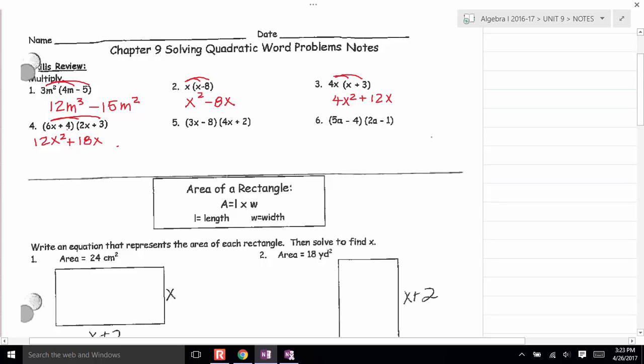Next, we're going to come back and distribute the positive 4. So positive 4 times 2x is a positive 8x. And a positive 4 times a positive 3 is going to give us positive 12. Next thing we need to check for would be any like terms that could be combined together. So we have a like term here with the 18x and here with the positive 8x. So I can simplify this final answer to 12x squared plus 26x plus 12.